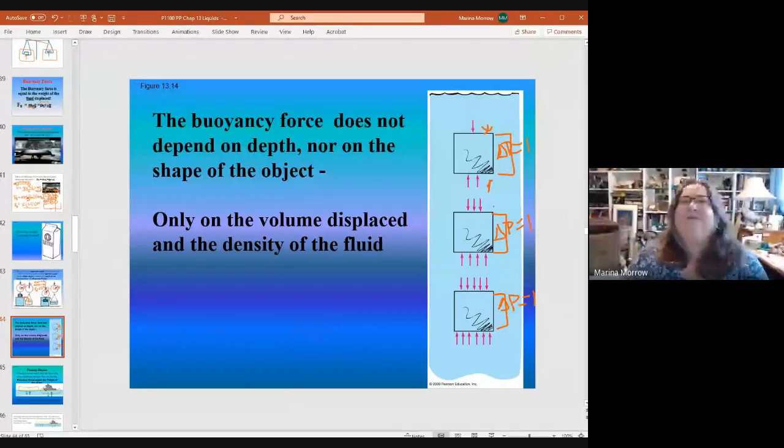So yes, the pressure does get greater as you go down further, but as long as you're displacing the same volume of the fluid, it should be the same buoyancy force. And also as long as the density stays the same. Actually, as you go deeper in the ocean, you might hit some areas that are saltier or more fresh, so that could change things a bit. And of course, whether you're in freshwater or saltwater makes a difference.